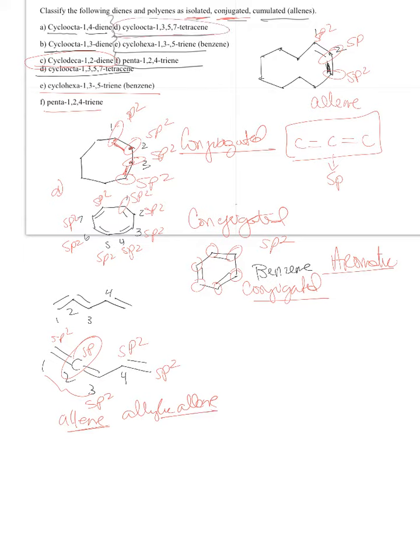Okay, now we have an extra D. Is that the same thing? Cyclooctane 1,3,5,7. We've already done that one. Cyclohexatriene, we've done that one, and we've done that one. Okay, so we're finished. So hopefully you know how to classify dienes and polyenes as isolated, conjugated, or allenes.